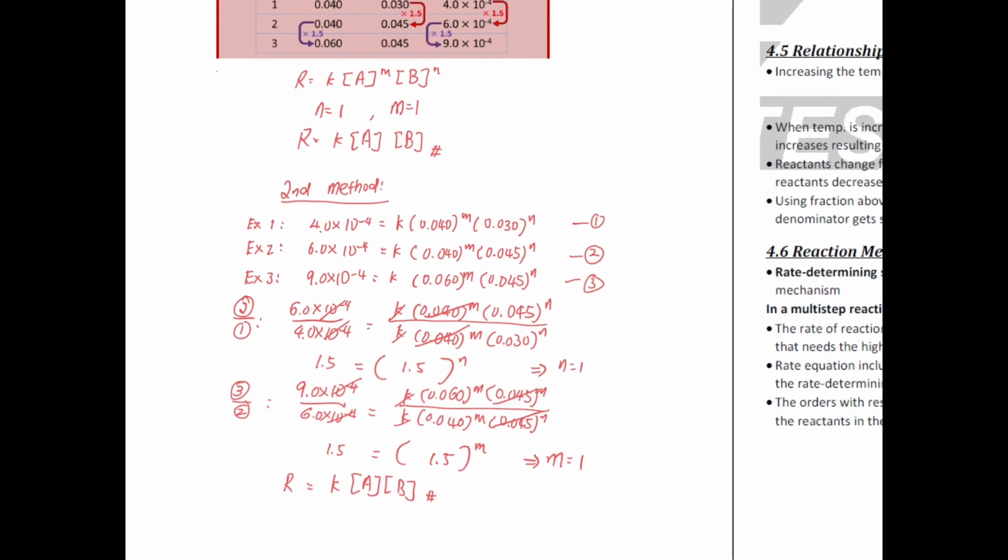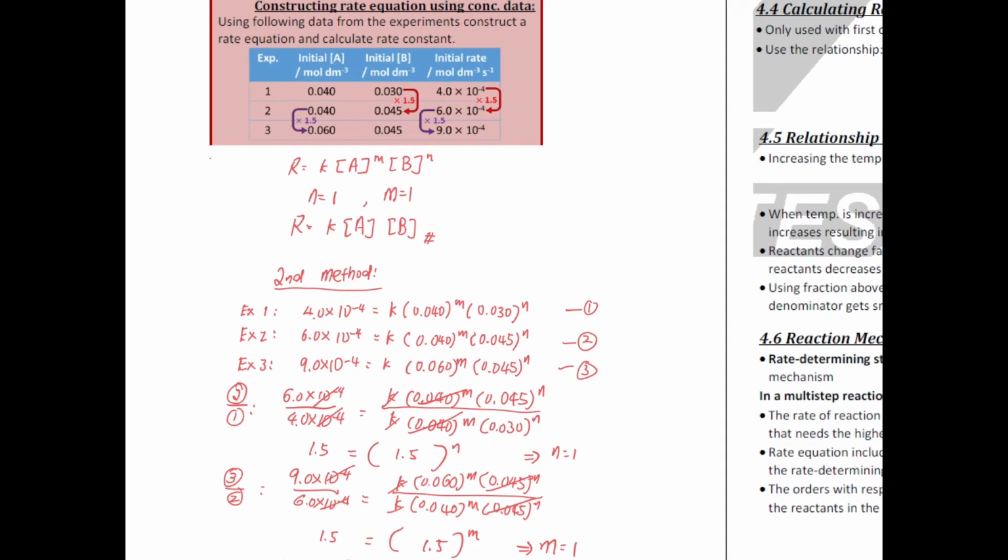So again, the power m, we leave it outside and we divide the two decimals over there. So 0.06 divided by 0.04, again we get 1.5, and hence m is equal to 1. Okay, so then we get R equal to k A power 1 B power 1. So this is the second method, longer but safer. Okay, so it depends on you. You can decide which method you like and choose from there.